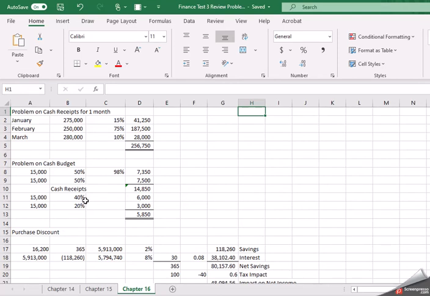The cost of goods sold, or the purchases, average 40% of the sales. So 40% times the 15,000 gives us 6,000. General administrative expenses average 20% of those sales, so that's 3,000. So subtract those out, and we would have a positive cash flow or a cash gain of $5,850.